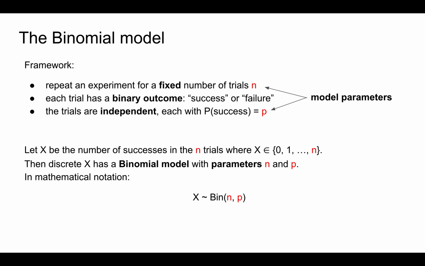Next, within the binomial framework, suppose we're interested in x, the number of successes in these n trials, where x can take on integers from 0 up to n. That is, in n trials we might observe 0 successes, 1 success, on up to n of n successes. Then this discrete random variable x has a binomial model with parameters n and p. In mathematical notation, x is modeled by a binomial with parameters n trials and probability of success, p.